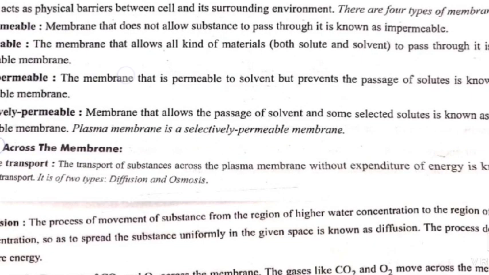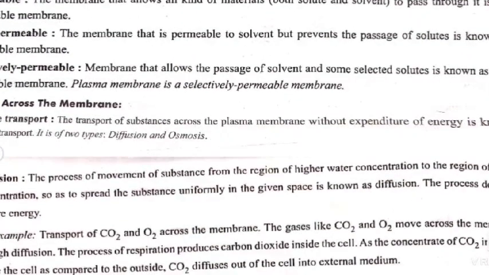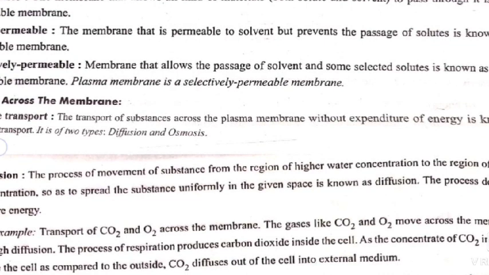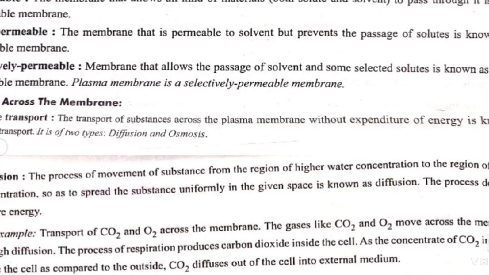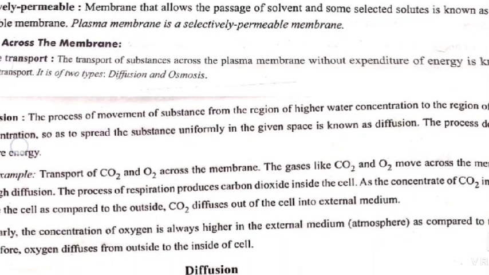Semi-permeable: the membrane that is permeable to solvent but prevents the passage of solute is known as a semi-permeable membrane. Selectively permeable: the membrane that allows the passage of solvent and some selected solutes is known as a selectively permeable membrane. The plasma membrane is a selectively permeable membrane. Transport across the membrane. Passive transport.